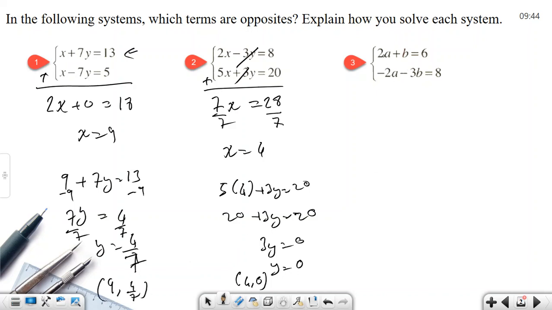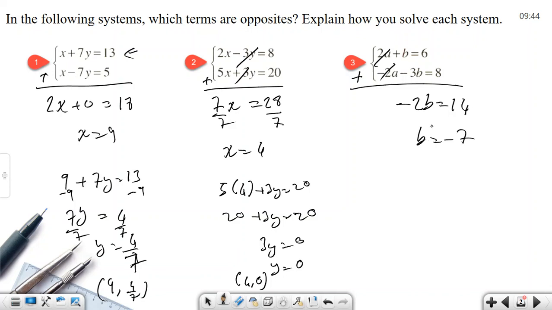It's okay. Here 2a and negative 2a are opposite. For b and 3b, the coefficients are different. When you add them, the a terms are going to be 0, and b plus negative 3b is going to be negative 2b, equals 14. 6 plus 8 equals 14. So b equals negative 7.